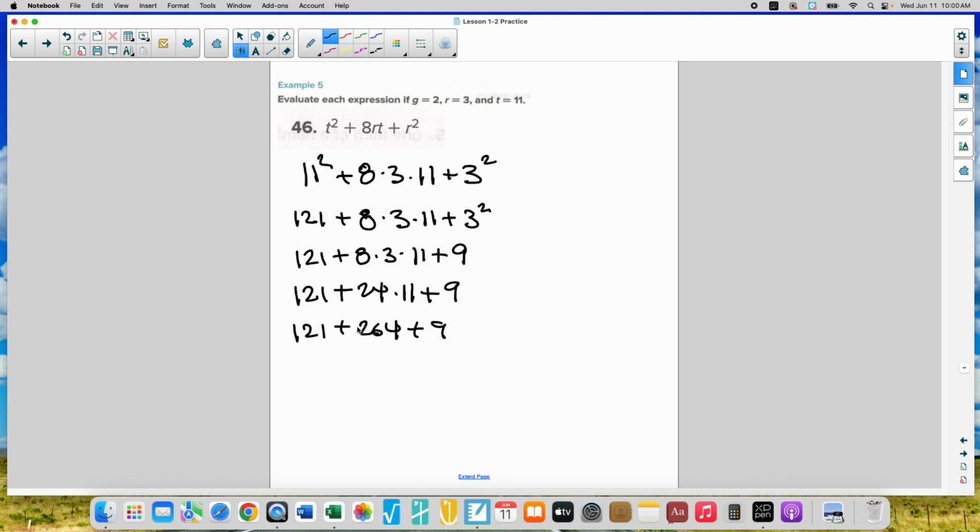And now we'll do the addition. So that's 385 plus 9, which gives us 394. Good problem. Lots of work there.